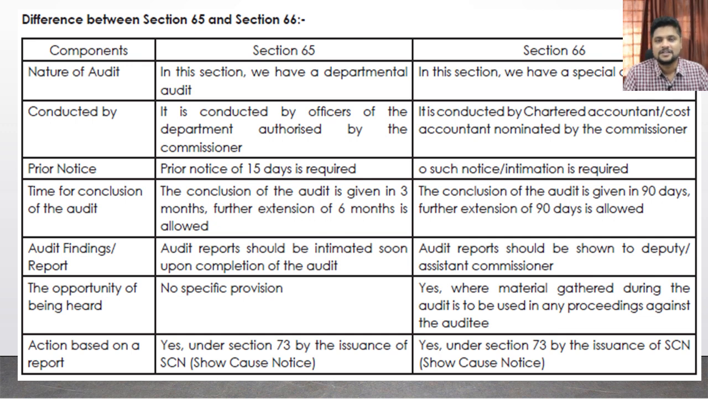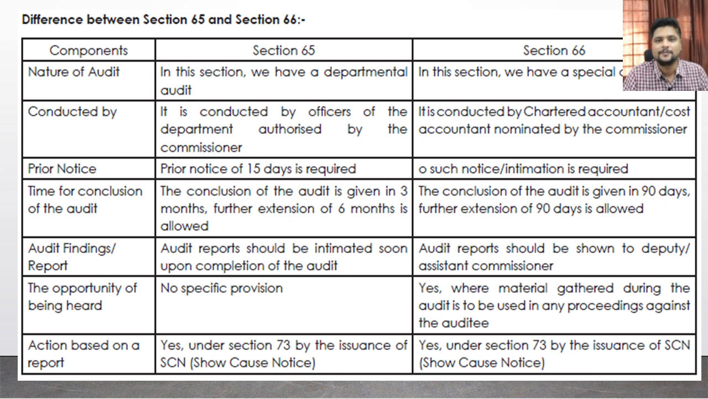The first type of distinction is the nature of audit. Under section 65, it is called a departmental audit. It means the tax authorities themselves will conduct the audit. Under section 66, it is called a special audit. In the special audit, it can generally be conducted by a CA or CMA, and then the report will be submitted to the tax authorities. The second one is that section 65 audit is conducted by the departmental officers themselves.